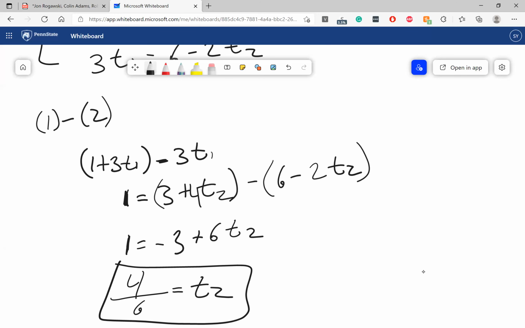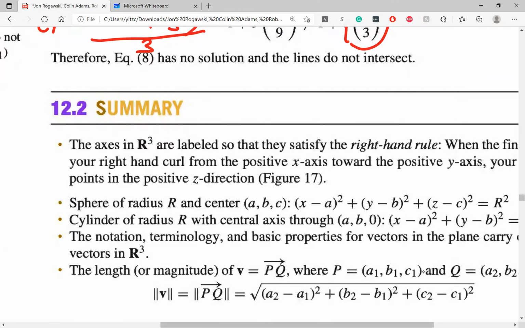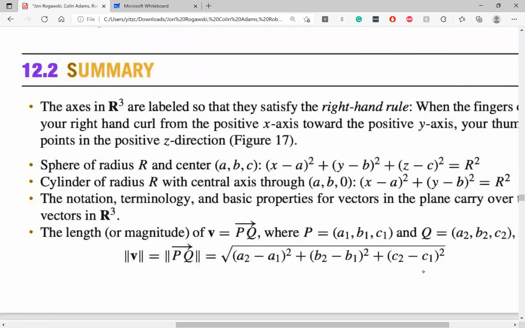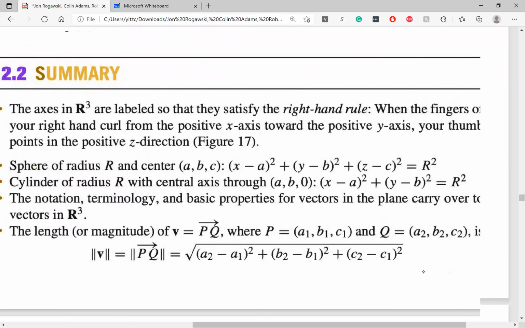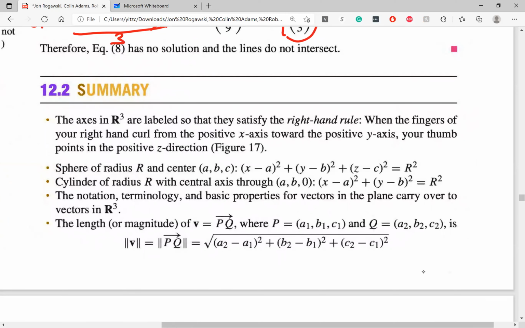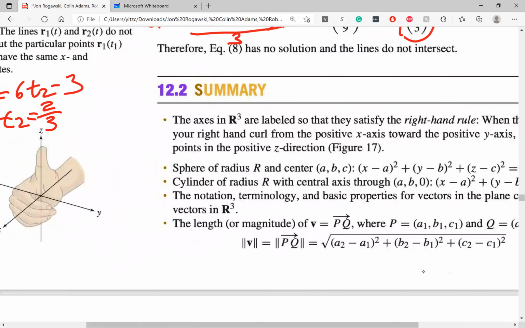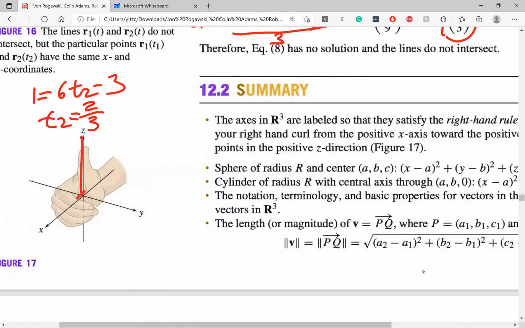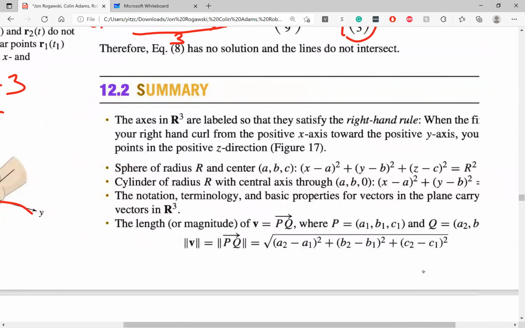Okay, so let's go through our summary. So first, just the convention for R3, we write the axis like this. The X comes close to you. So it's the one closest to you, I would say. And then the Y is a little off to the side, to the right. And your Z just goes up. Okay, just how to remember how to write this.